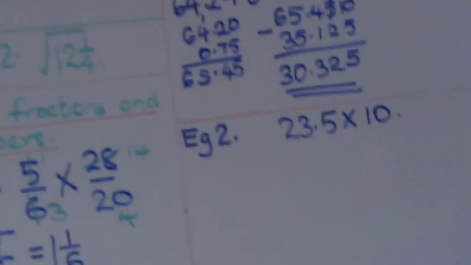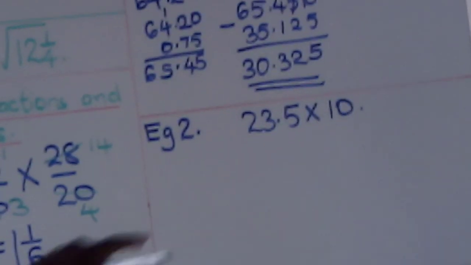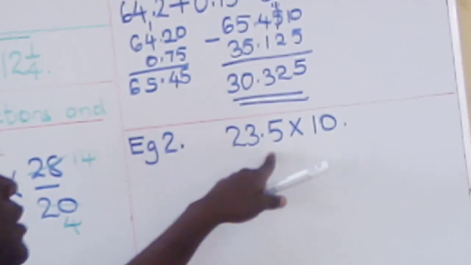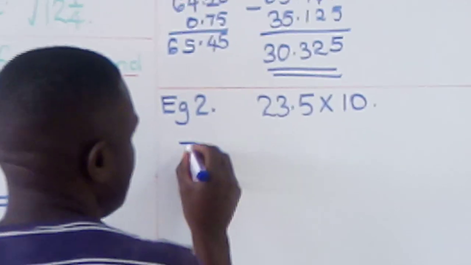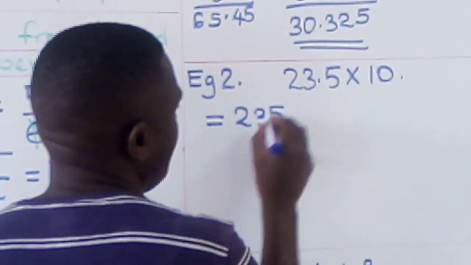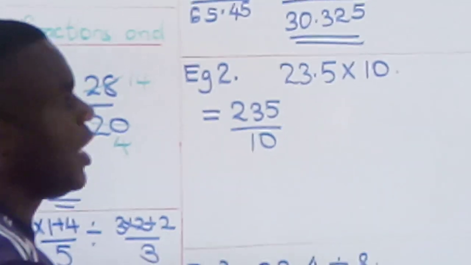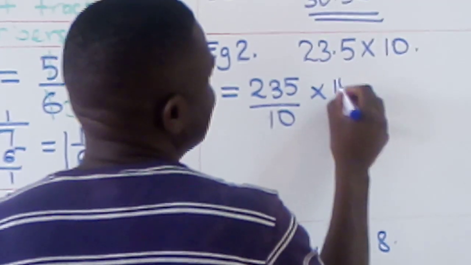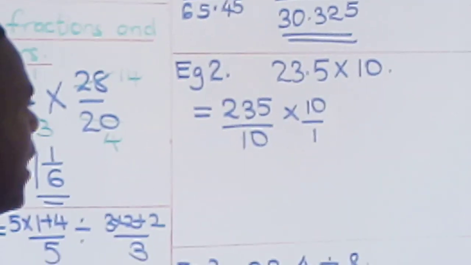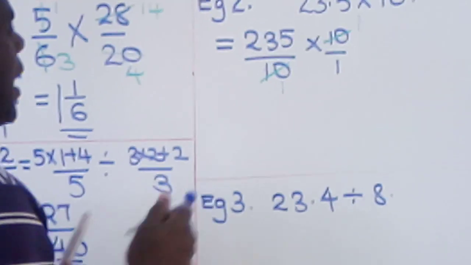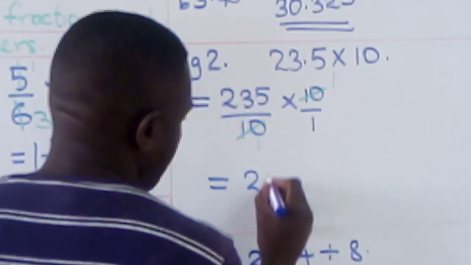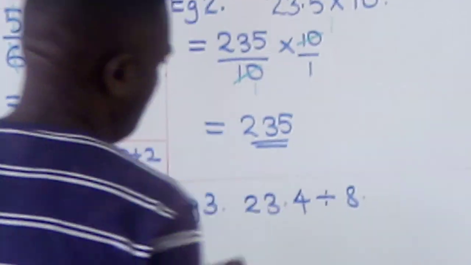Let's look at the next example. The next example is 23.5 times 10. When we are multiplying with 10, we express 23.5 as a fraction. 23.5 as a fraction is 235 over 10, because it has one decimal place. Then multiplied by 10 over 1. This is simpler because we will cancel by 10. And our answer will become 235. I hope you've understood that.